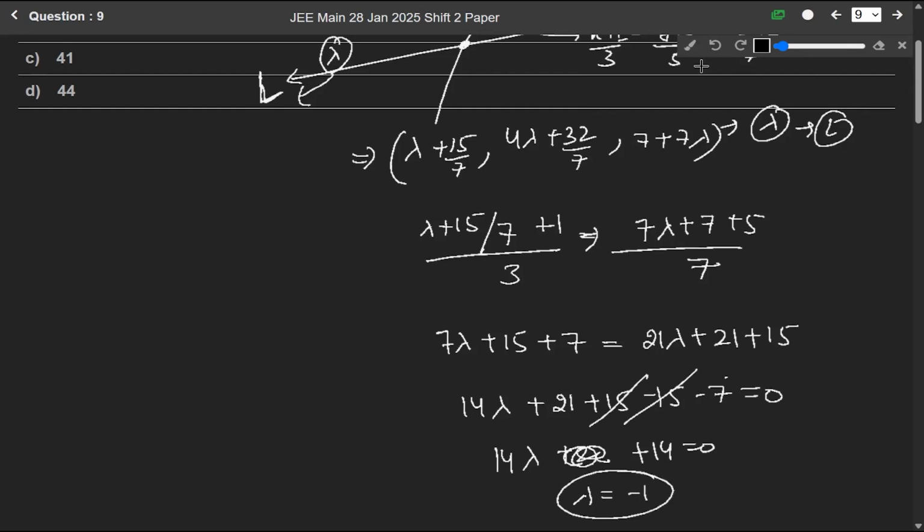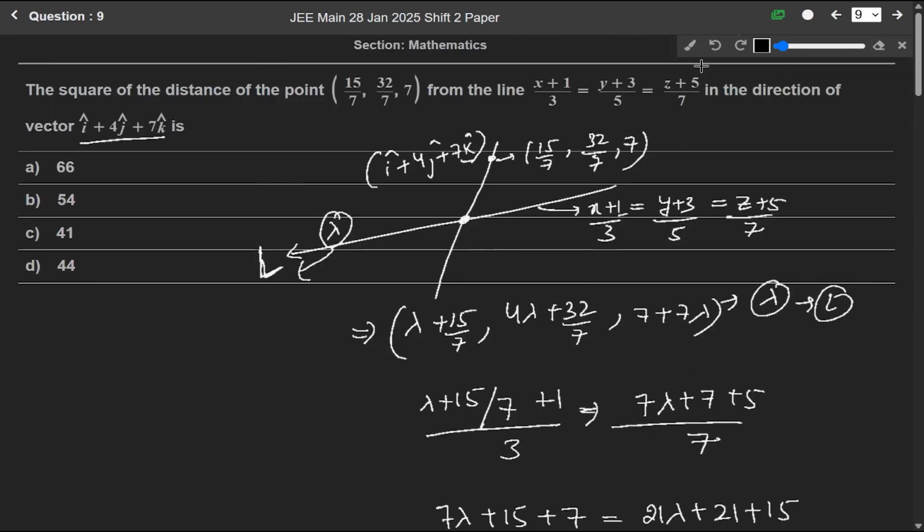So when lambda equals minus 1, the square of the distance will be equal to, for lambda minus 1, under root of 66. If we take PQ square, it will be 66. So our answer is 66 here. Okay.